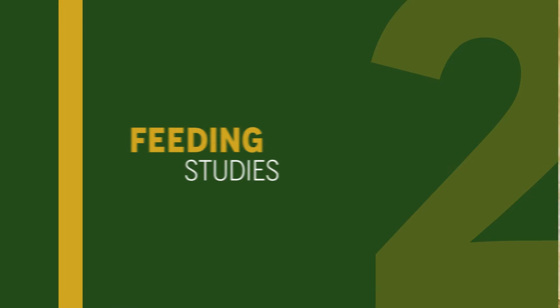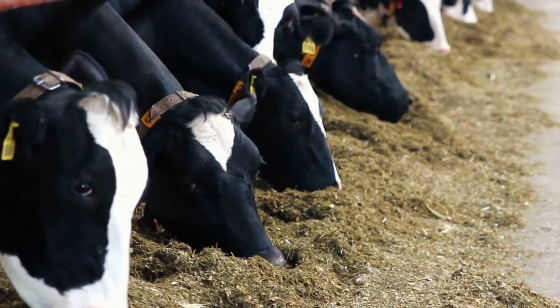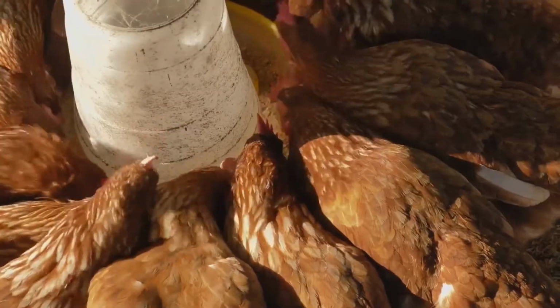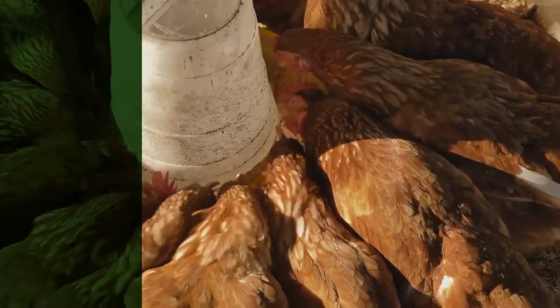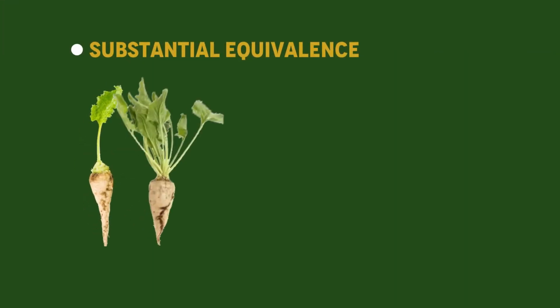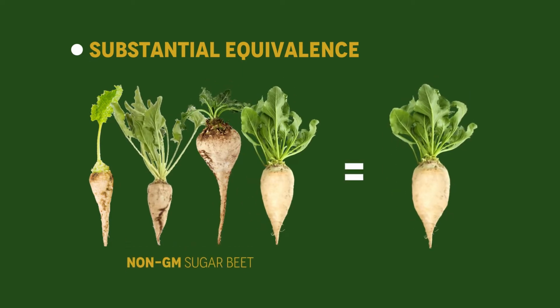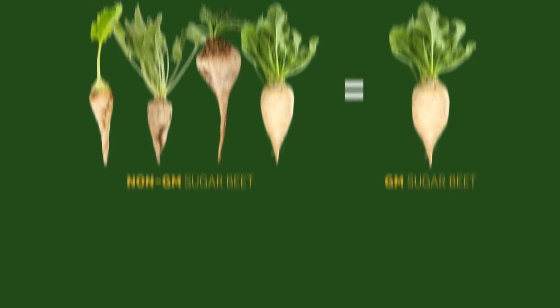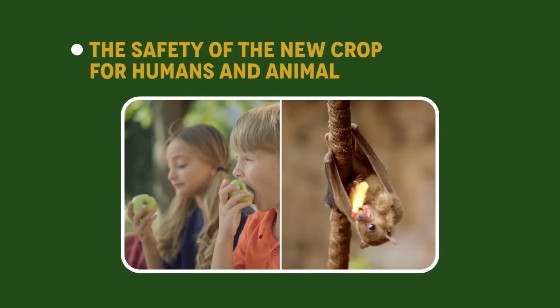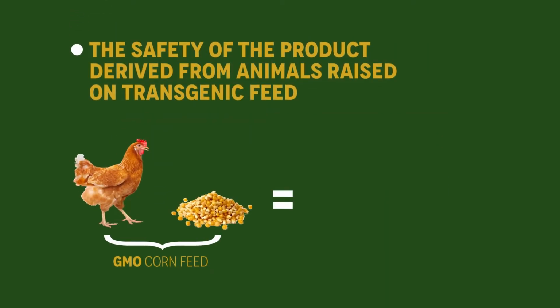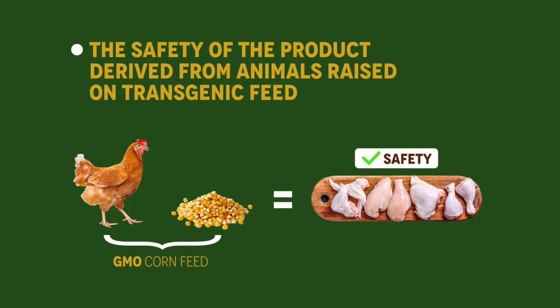Number 2. Feeding studies. Feeding studies are conducted using animals and they provide the following safety data. Substantial equivalence. Conventional crops are compared with the same GM varieties to see if there are changes in nutritional composition, toxicity, or allergenicity. The safety of the new crop for humans and animals. The safety of the product derived from animals raised on transgenic feed.